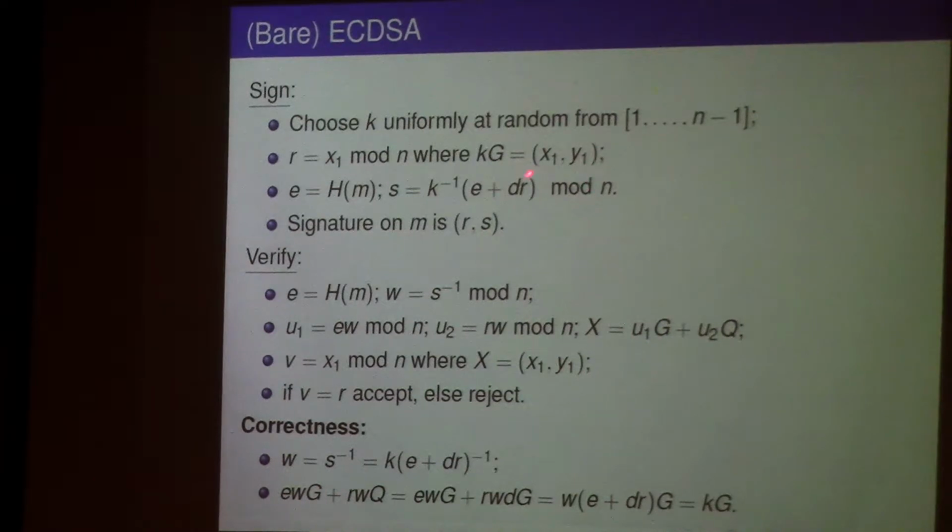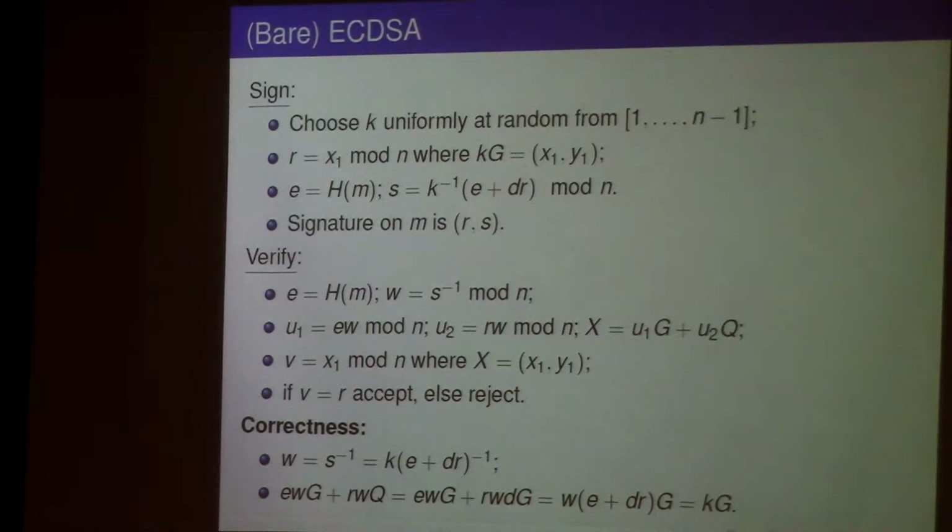This point on the elliptic curve will be two elements of F_q, which you call (x1, y1), and think of q as a large prime. So these are going to be elements in the finite field, integers between 0 and q minus 1. And let r be x1 modulo n. So there you get this integer r modulo n, between 0 and n minus 1. And then s is k inverse times (e plus d r) modulo n. So the signature on M is (r, s).